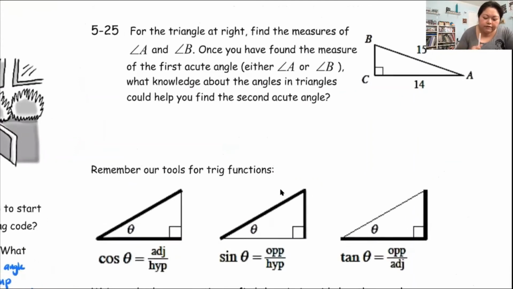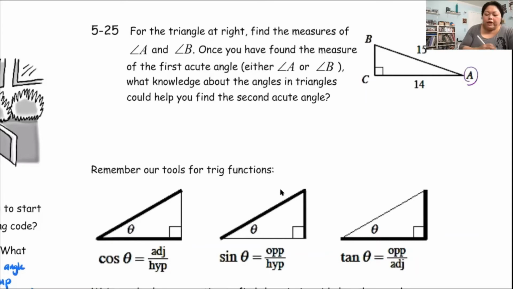For the triangle on the right, find the measures of angle A and angle B. Once you have found the measure of the first acute angle, either A or B, what knowledge about the angles in the triangle can help you find the second acute angle? All right, so typically when we do this, I don't want you to do what they're saying to do here, so just hold off on that, all right? So pick an angle you want to figure out, right? So I am going to pick A. I can do B if I want to, but I'm going to pick A for now, okay?